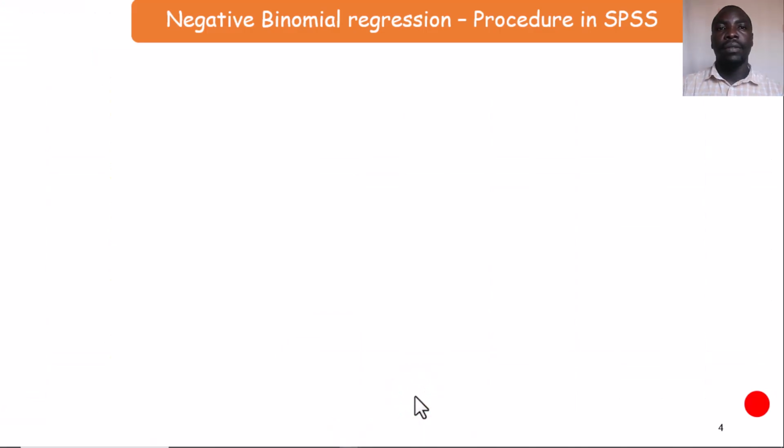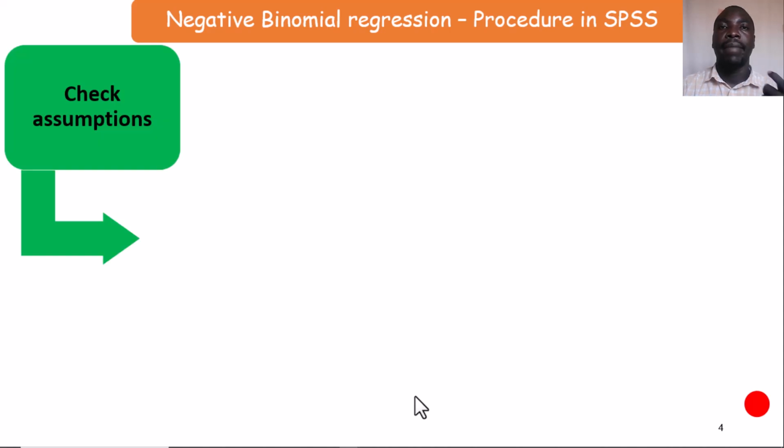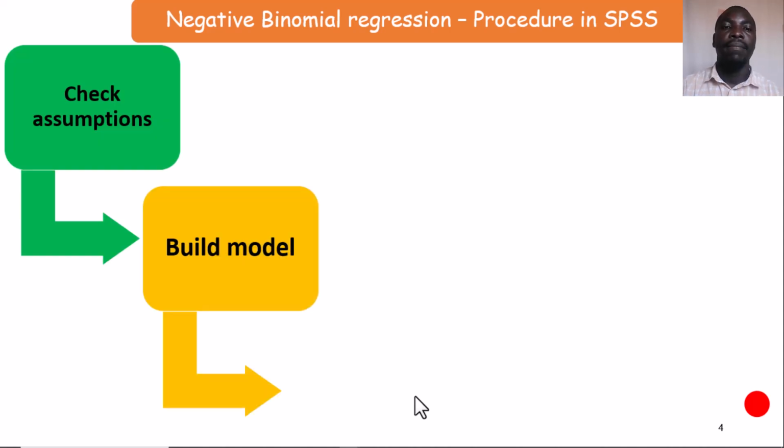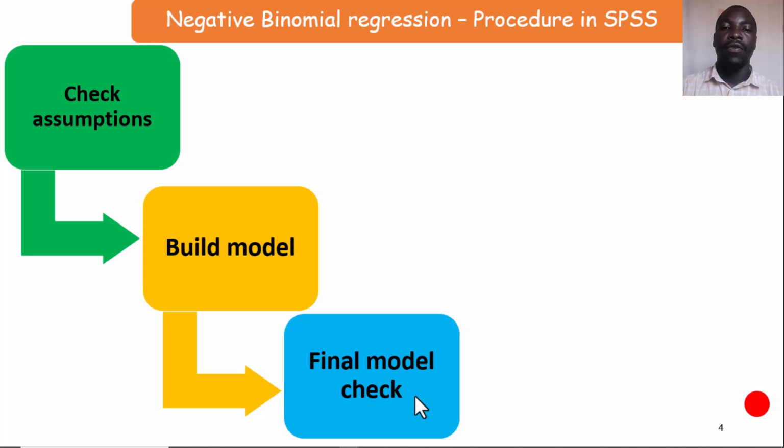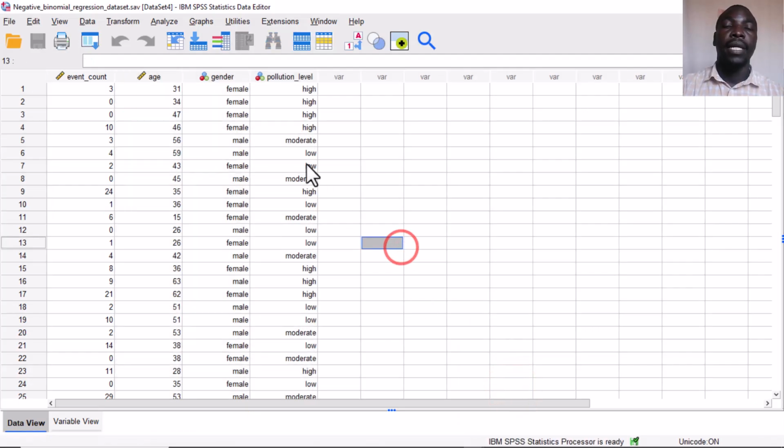As usual, whenever you're building any model, you start by checking for assumptions, then build the model, and then do a final model check. So in this data, we shall start by checking for our assumptions, and the major assumption when you're choosing between either to use Poisson or negative binomial regression is checking whether the mean is equal to the variance. If the mean is equal to the variance, you go back and use Poisson regression analysis. If it is not, then negative binomial regression is there for use.